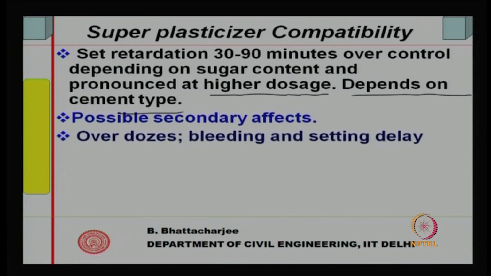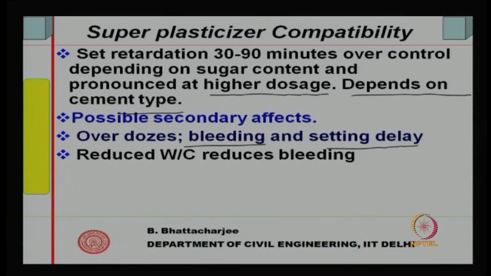For example, if you do overdosing, this can result in bleeding and setting delay. Lot of excess water might come out of the system and result in bleeding, and setting delay can also be there. So, one has to look into those, no overdosing, and right kind of compatibility should be seen. In fact, if you go on increasing the dosage of the superplasticizer, beyond a point it will not show any further plasticizing effect. There is a point of diminishing return. So, the maximum dosage is such that beyond that, if you increase further, you will not get any further plasticizing effect, and you should not have any kind of negative effect.